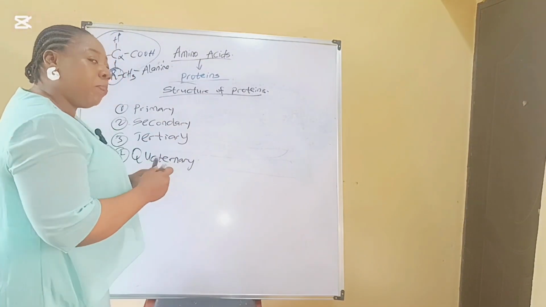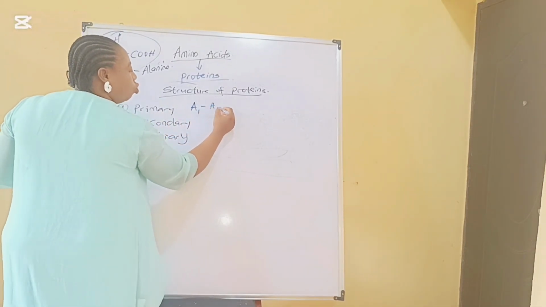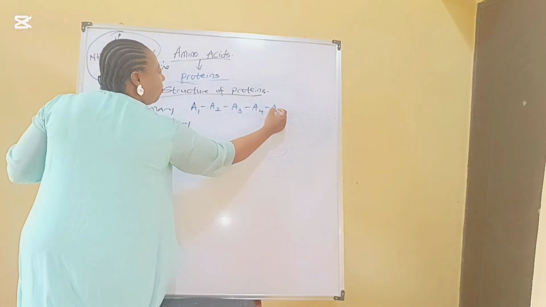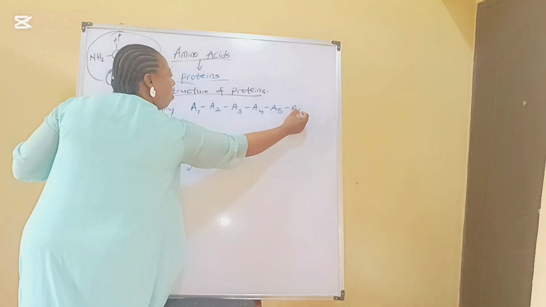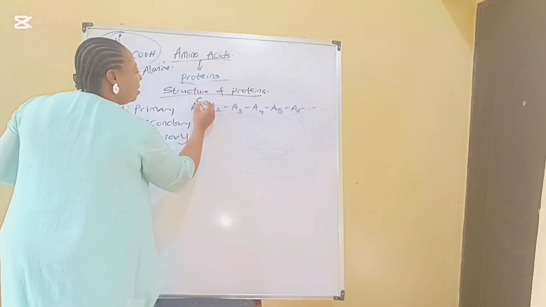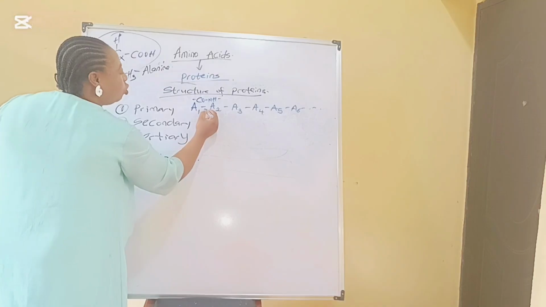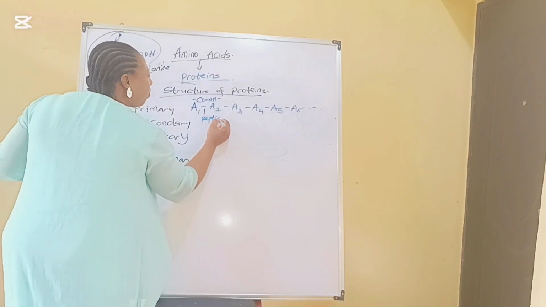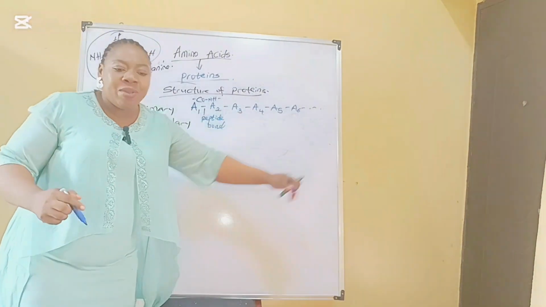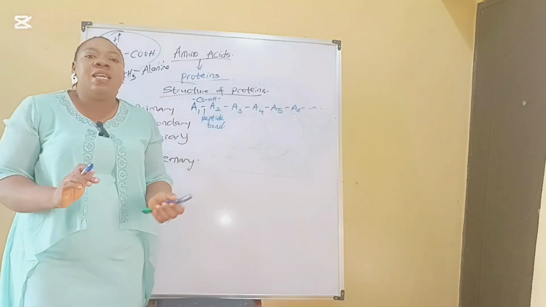Let's say, from our previous example, this is amino acid 1, which joins to amino acid 2, which joins to amino acid 3, joins to amino acid 4, then 5, then 6, and like that. And we said that this bond is the peptide bond, which is CONH. That is the peptide bond that joins these amino acids together. So the linear sequence of these amino acids, that means the straight arrangement of these amino acids, is what we refer to as the primary structure.